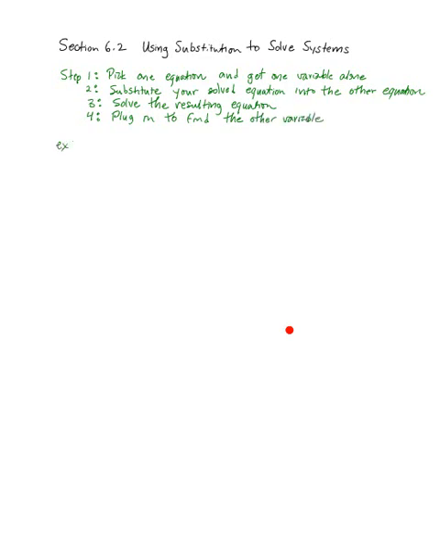All right, so this is most easily explained through some examples. Let's say I give you 2x plus y equals 18, y equals 4x. Okay, step 1 is pick one equation and get one variable alone. Well, this is a great system of equations for doing substitution because that equation already has y alone. Y is all by itself. Y equals 4x. So that step 1 is done for me. I like that.